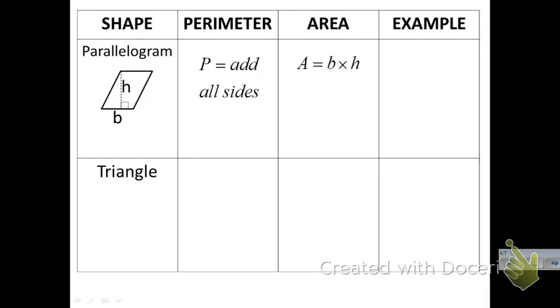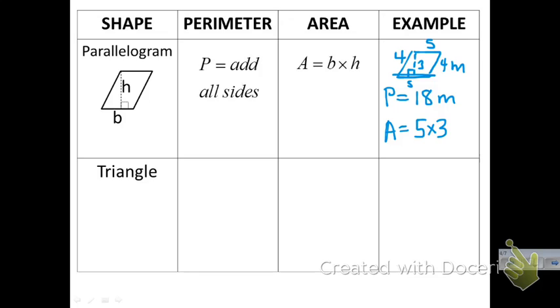So for our example, I'm just going to make these numbers up. So for our perimeter, there's 2 sides that are 4 and 2 sides that are 5, so we get 18. And if this were an M here, this would be meters. To find the area, we use the base and the height. And I'm using 5 and 3 because 3 is perpendicular to the 5. So 5 times 3 is 15 meters squared.